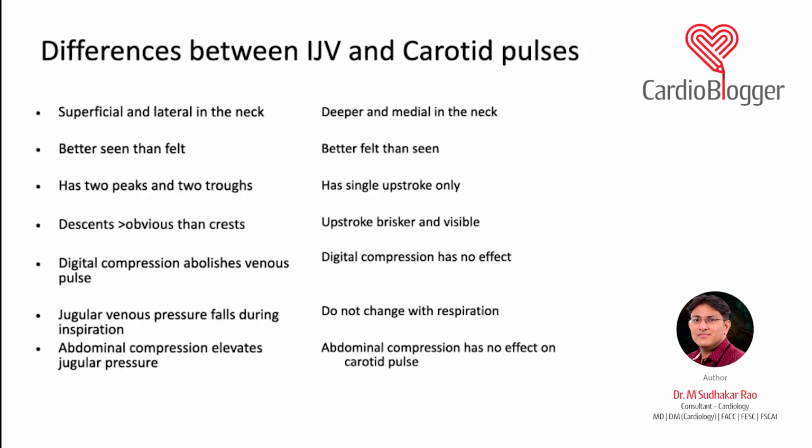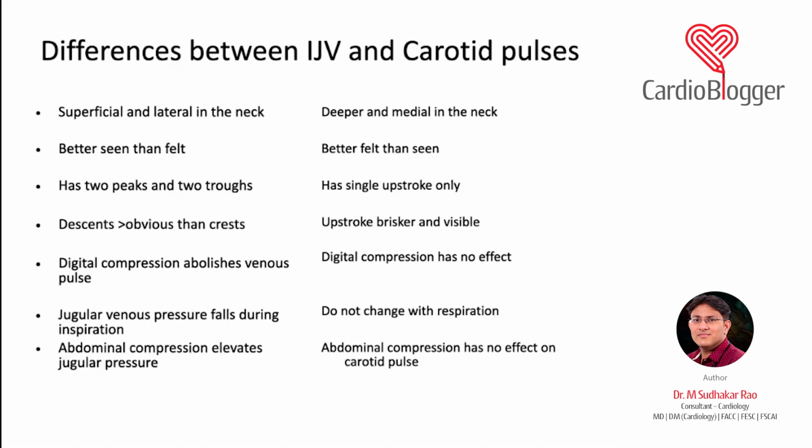Now, this is one important question which they will always ask you in JVP: what is the difference between a carotid pulse and the IJV? There are 6 to 7 points which you should not just remember, you should know it practically. The JVP is usually a superficial structure and it is lateral in the neck. As I already told, carotid pulsations are deep and they are medial. JVP is better seen than felt. As we already know, carotid pulsations are better felt than seen. JVP always has two peaks. Two peaks are A wave and V wave. Two troughs are X descent and Y descent.